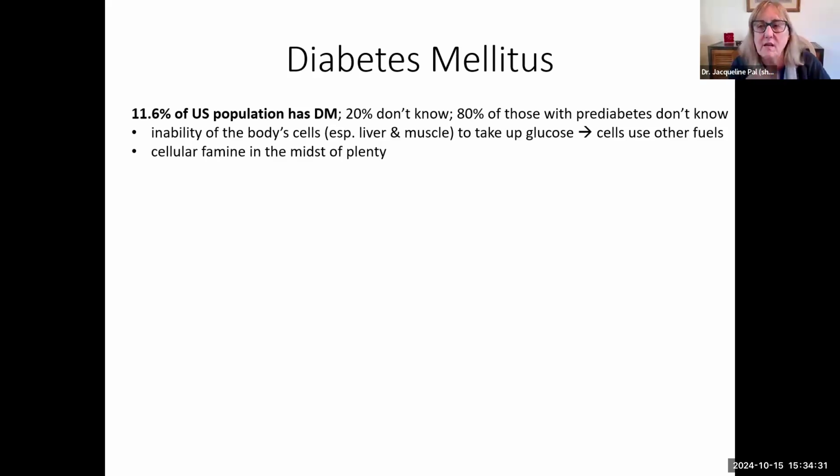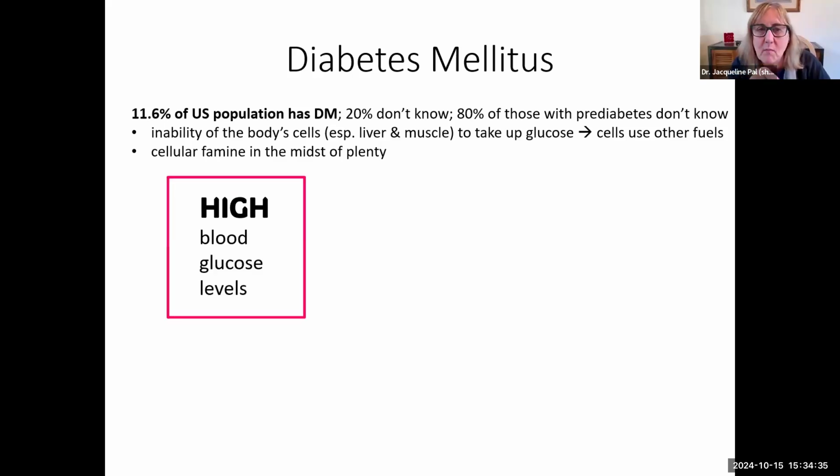So let me talk about some of the signs and symptoms that go with diabetes. Remembering the problem with diabetes is not a low blood sugar. People with diabetes can have a low blood sugar. That's a complication from not treating their diabetes correctly. The problem with diabetes is high blood glucose levels.